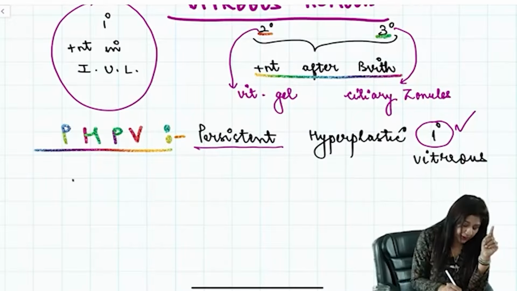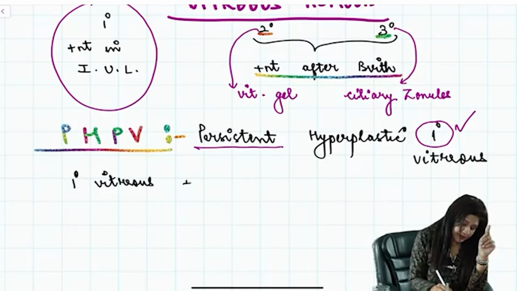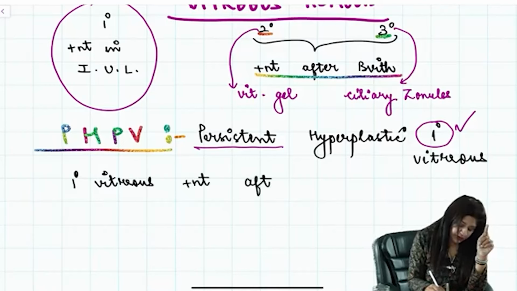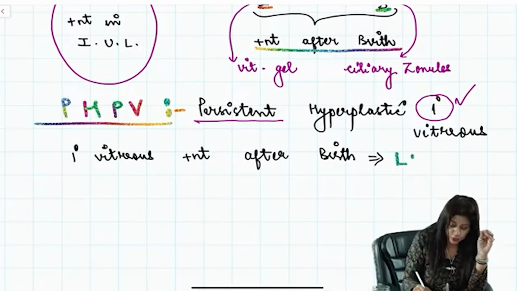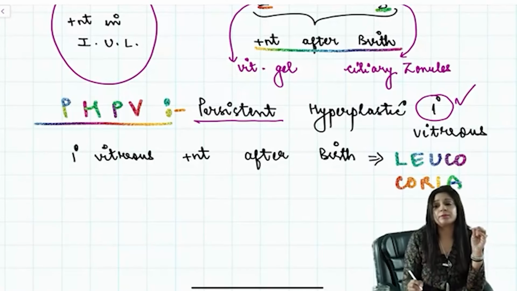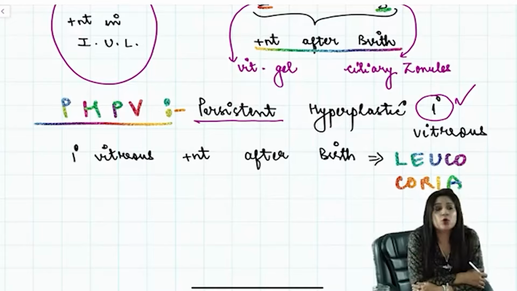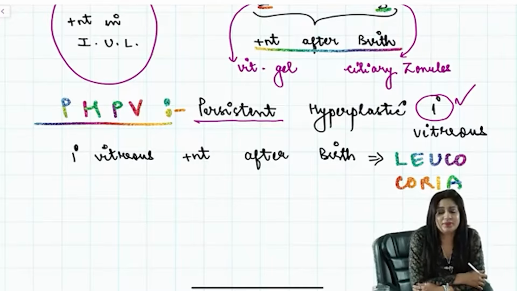This is the primary vitreous present after the birth, which can lead to, now a very important thing, leukocoria. Who knows the meaning of leukocoria? Leuko means white and coria means... no, that is leukorrhea. Coria here is pupil, that is gynecology, this is ophthalmology.